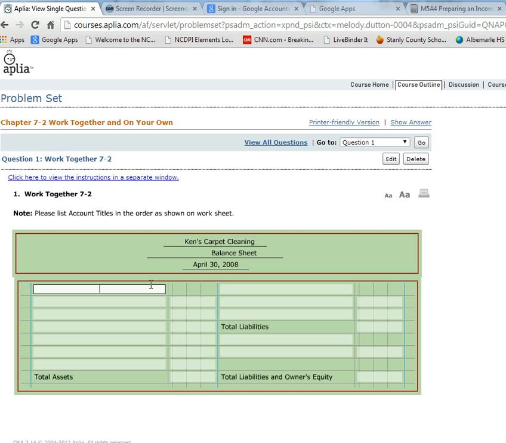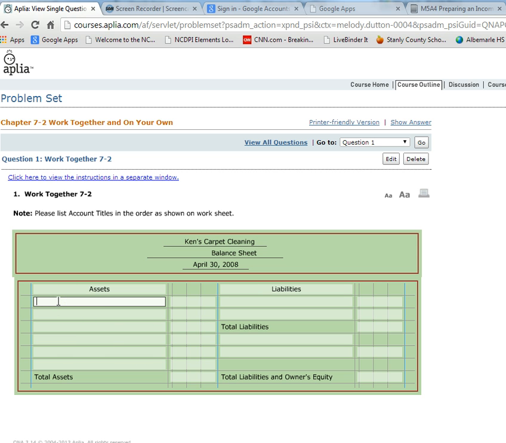On page 188, you have the steps for preparing the assets and the liability sections. The first section right here is going to be assets. This section is going to be liabilities.